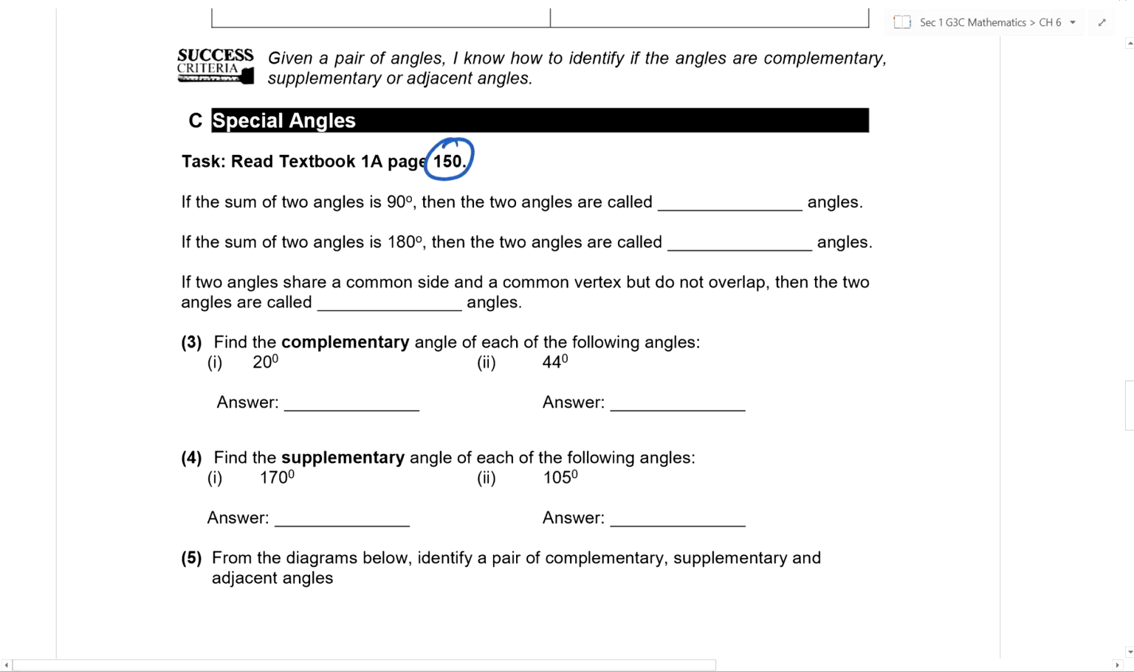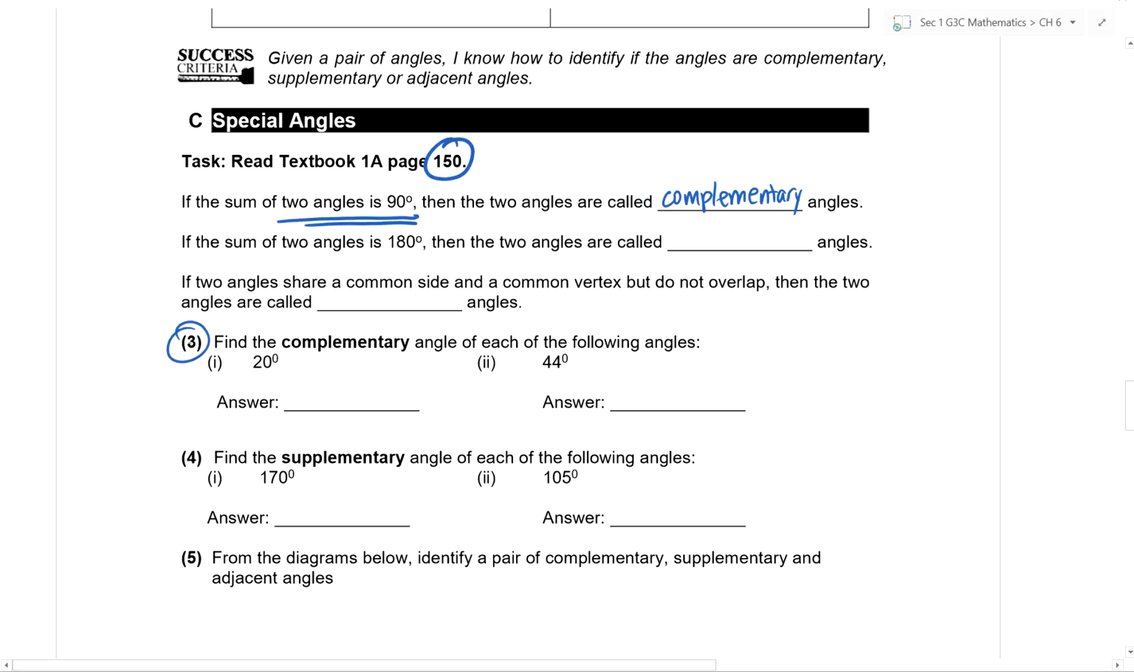The following information is found in our textbook page 150. Now if I have two angles, when added up, they give us 90 degrees. These are known as complementary angles. Right, so it is spelled this way, complementary.